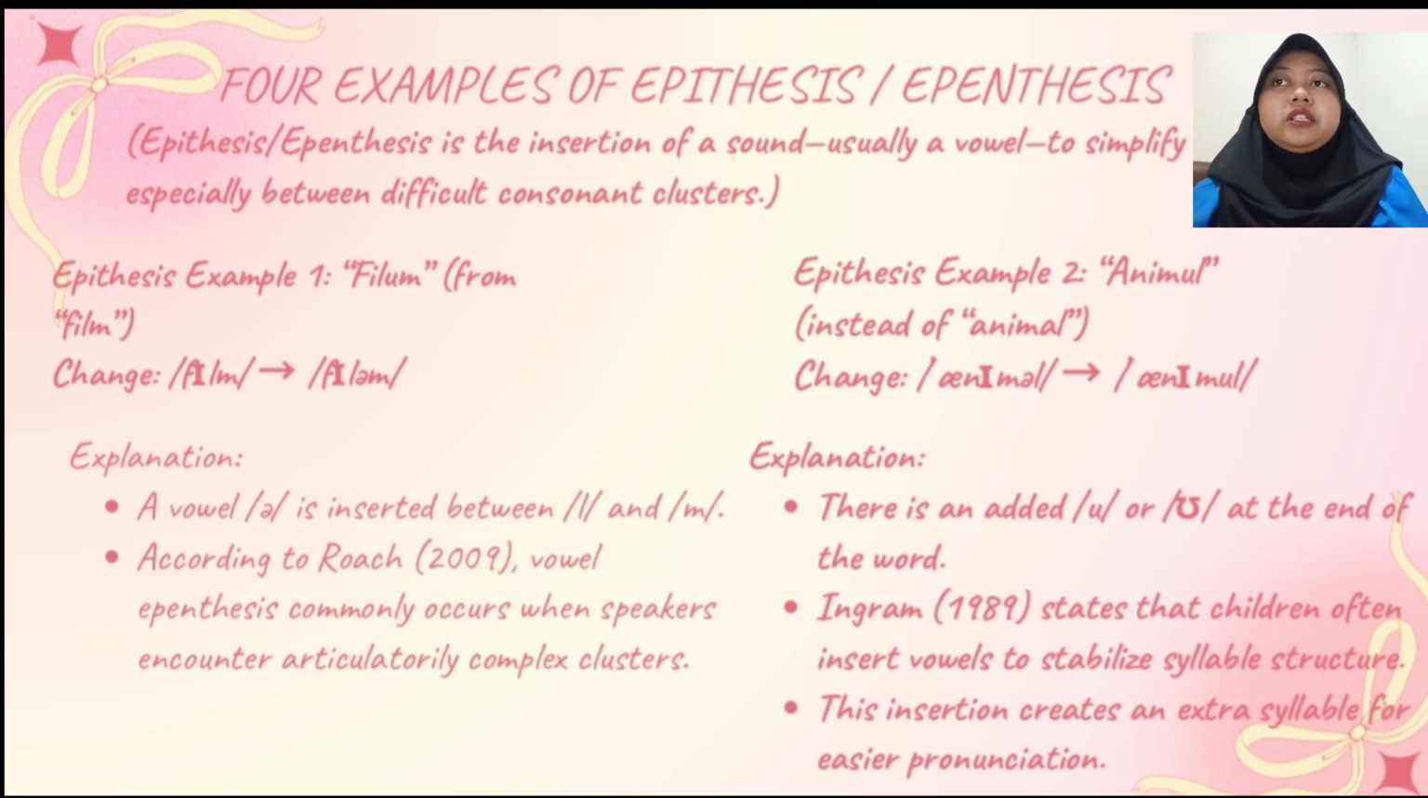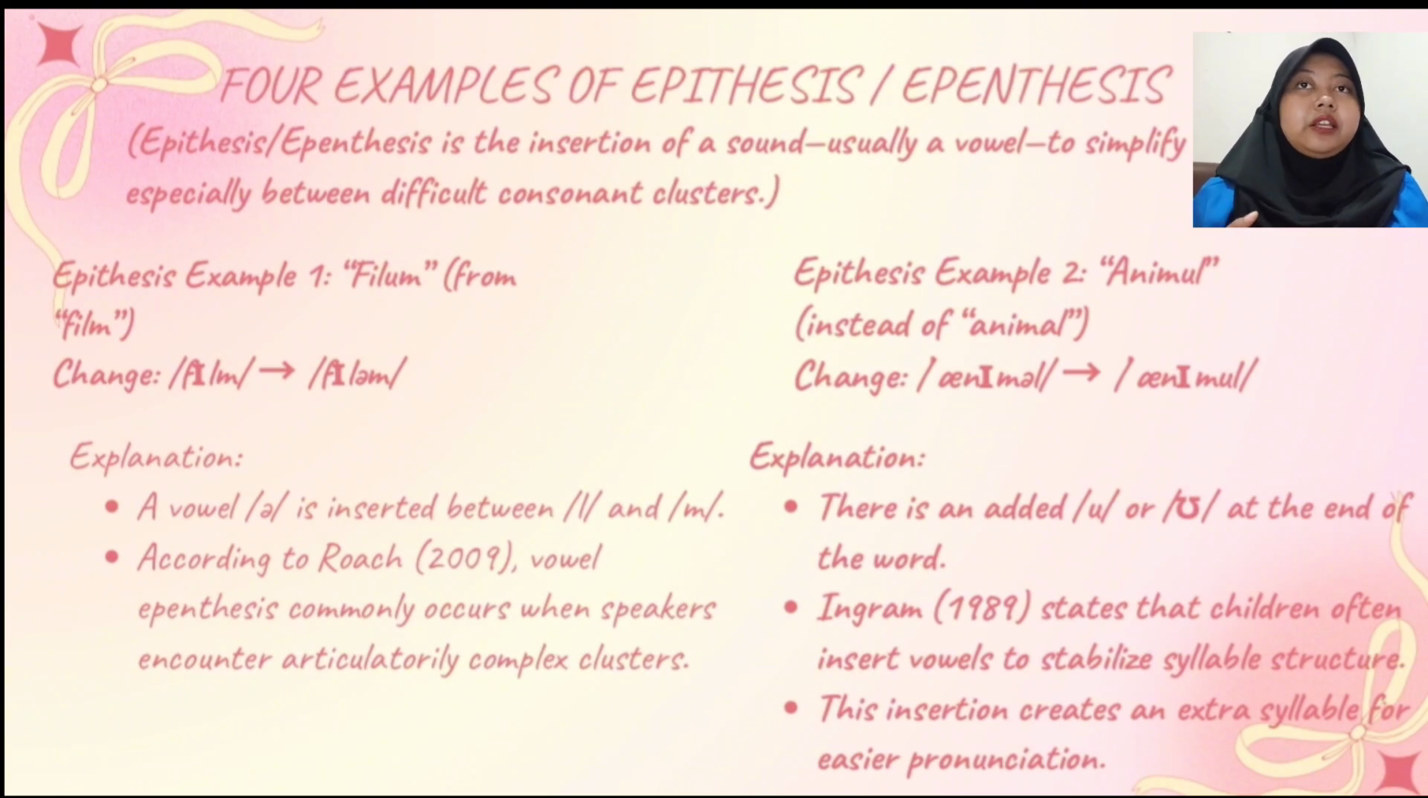So, the first example for epenthesis: film. From film, changes to 'filum'. A vowel is inserted between L and M. According to Roach, 2009, vowel epenthesis commonly occurs when speakers encounter articulatorily complex clusters.